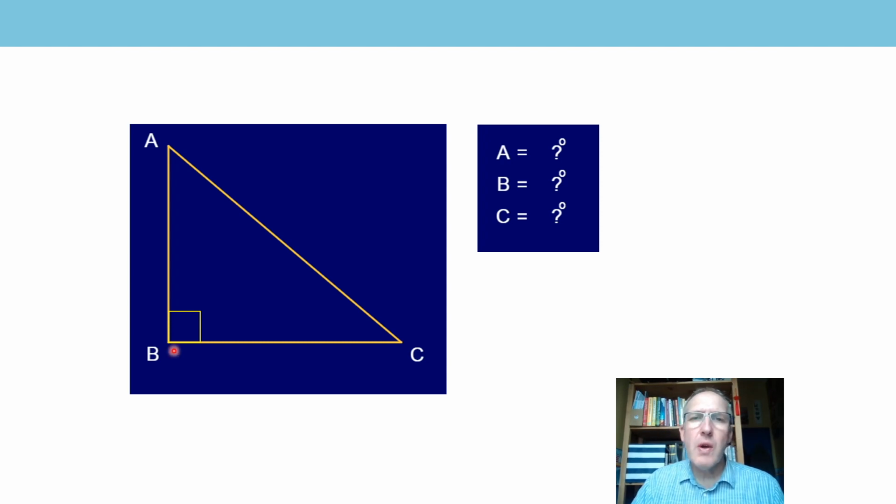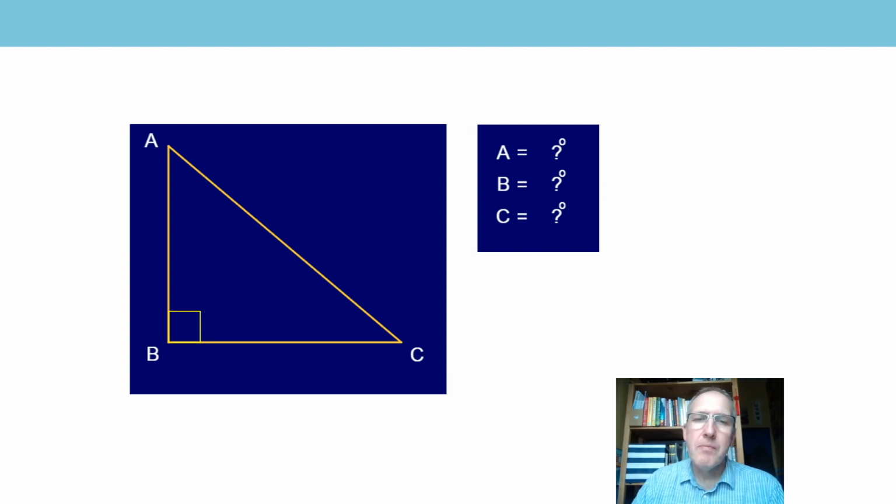What does that square symbol in angle B mean? Well done, that's the symbol for a 90-degree angle, which we call a right angle. That's right. I'd like you to estimate the size of angle C and angle A. Pause the video and have a think, or discuss it with a partner.